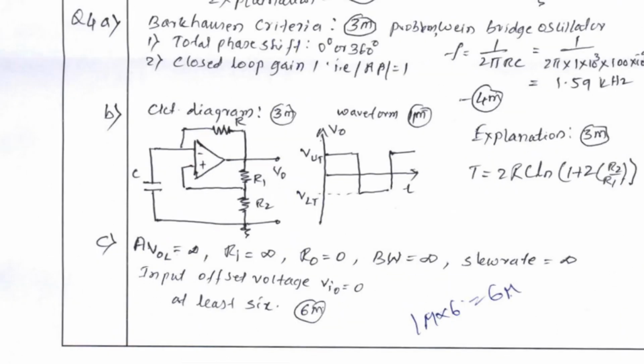So totally it is of 6 marks. And next, the fourth, is according to the criteria, Wien bridge oscillator. So what this criteria means, that is 3 marks. So what is the total phase shift? What is the closed loop gain? All those when you write it carries 3 marks.